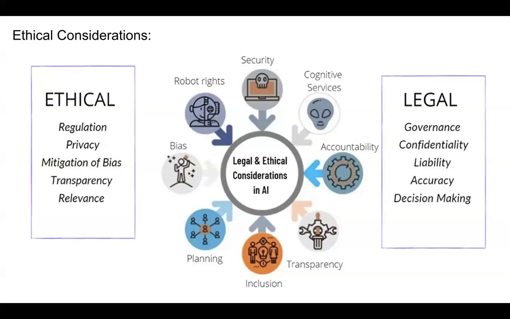Again, in legal terms, you can say it should follow governance, confidentiality of the person, liability, accuracy, decision making. So yes, for AI also, there is a community of researchers. They have some rules and regulations: it should not be trained on these things, it should not work in this way. So there is a legal body who controls these things.